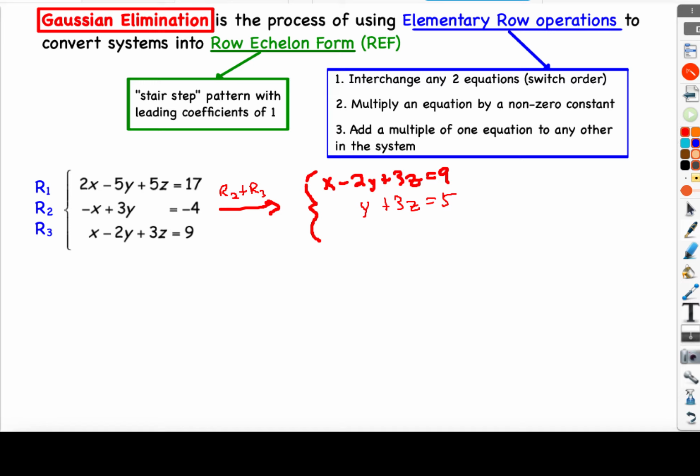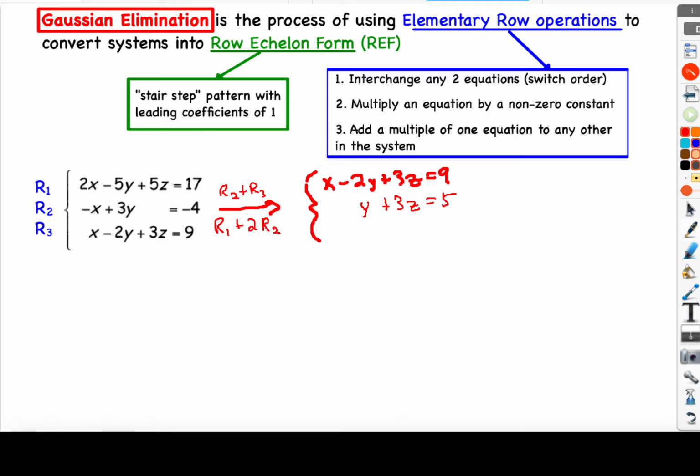Now, in the bottom row, I also don't want to have an x, but again, I can't add the same two equations because I would just get the same equation back again. So I have to use row 1 here. So as long as we have a positive 2x and a negative 1x, why don't we go ahead and take row 1 and let's add 2 times row 2.